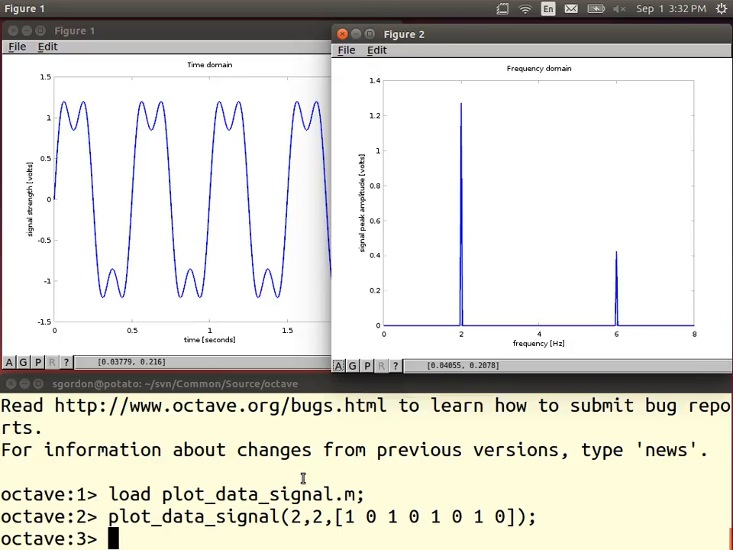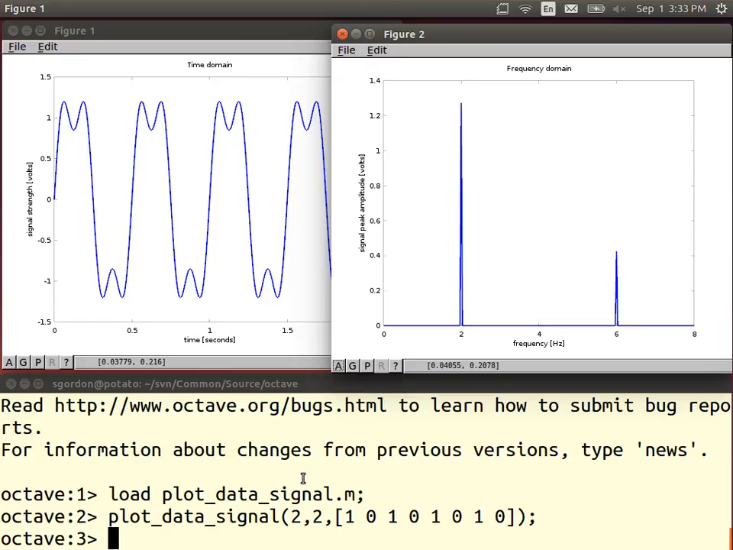Two components. The first component has a frequency of 2 hertz, the second component 6 hertz, and you can see the peak amplitudes: 1.2 something, and 1/3 of that. In this frequency domain plot, the software approximates the frequency domain. It does some approximation, so it's not a perfect impulse.